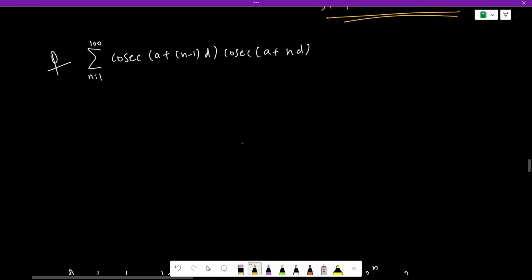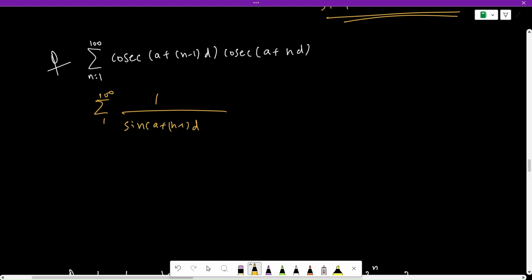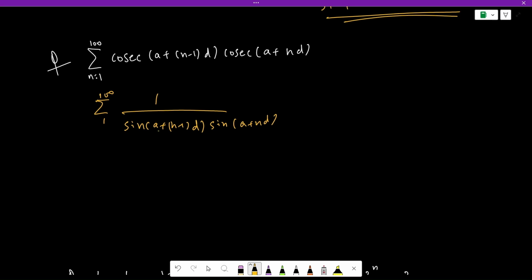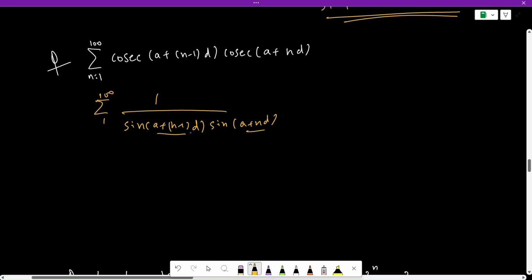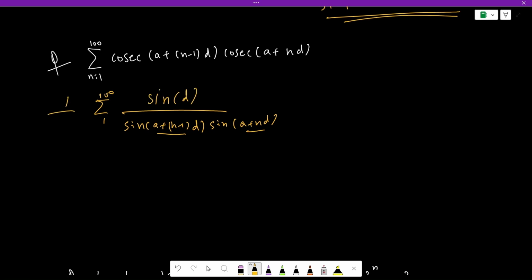Now this is a similar question in cosec values. So let's first convert it into sine. So this will be 1 upon sine(a plus (n minus 1)d) and sine(a plus nd). Now again, when you have sine products, we should create a sine difference in the numerator. So the difference is this minus this, that is d. So we'll create sine d in numerator and 1 by sine d. Here also the variable is n.